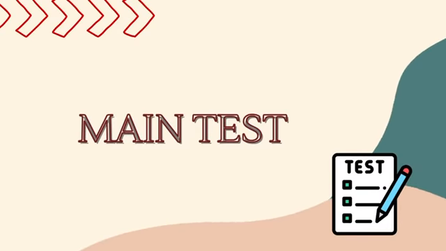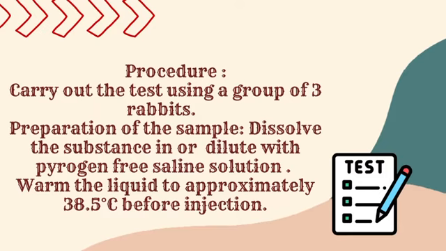Main test. Procedure: carry out the test using a group of 3 rabbits. Prepare the sample by dissolving the substance in, or diluting it with, pyrogen-free saline solution.